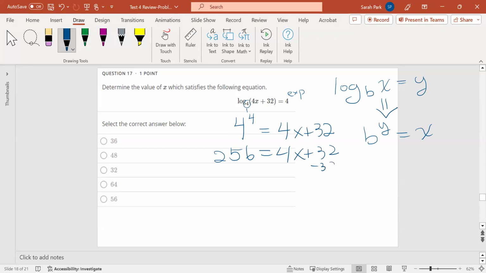Let's subtract 32 on both sides and get 224 equals 4x. Divide by 4 on both sides. And we get x is equal to 56.